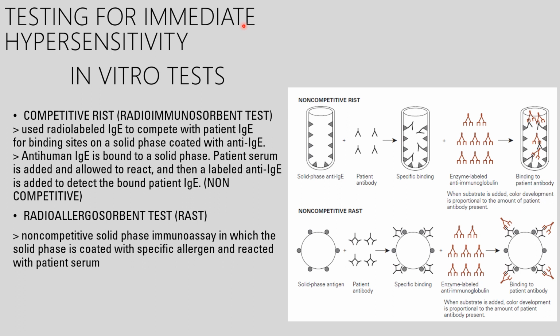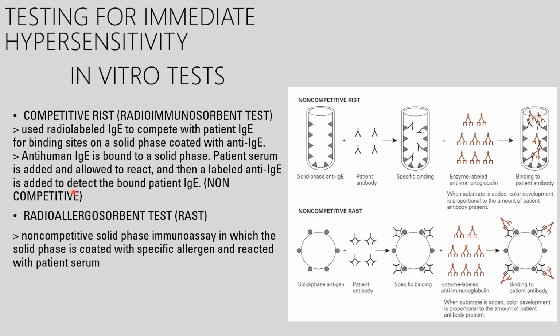So, total serum IgE testing is used clinically in aiding for the diagnosis of allergic rhinitis, asthma, or other allergic conditions. So, they can indicate if the patients are symptomatic. So in your competitive RIST, they use radio-labeled IgE to compete with the patient IgE for binding sites on a solid phase coated with anti-IgE. So that will be read after, and that is a way of measuring total IgE.